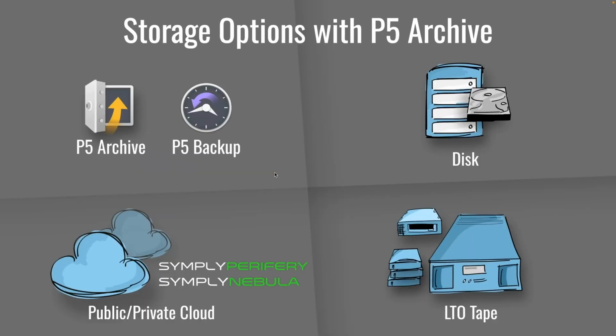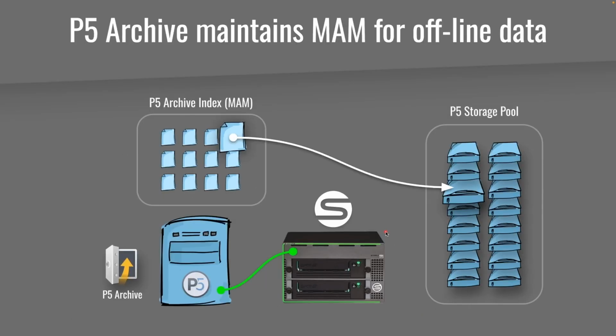So with P5 Archive and Backup, you can write to disk, you can write to cloud storage, and Symply have both their periphery and Nebula products to give you on-premise S3 object storage, and then cloud-based public cloud S3 storage. And of course, Archiware supports tape, which is our focus today, both drives and tape libraries, as we talked about a moment ago, with a particular focus with Symply on an amazing range of standalone and rack-mounted drives.